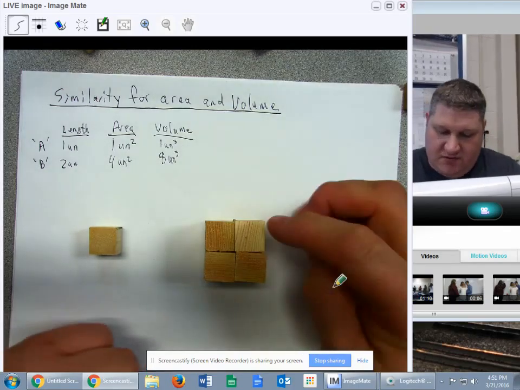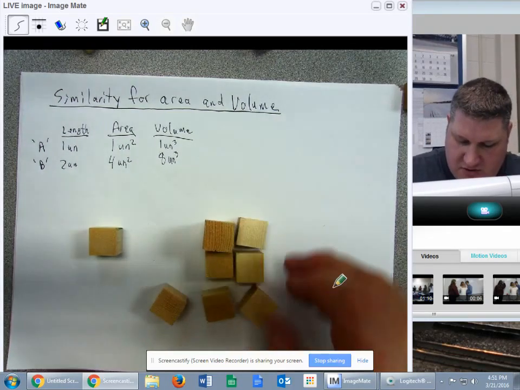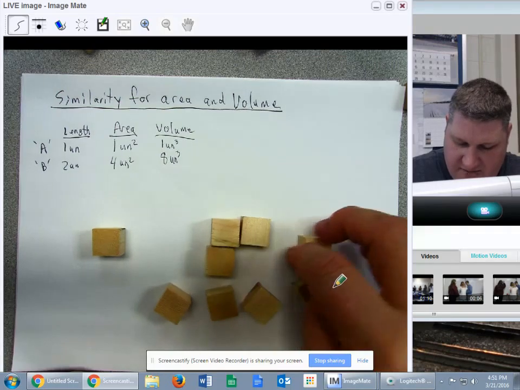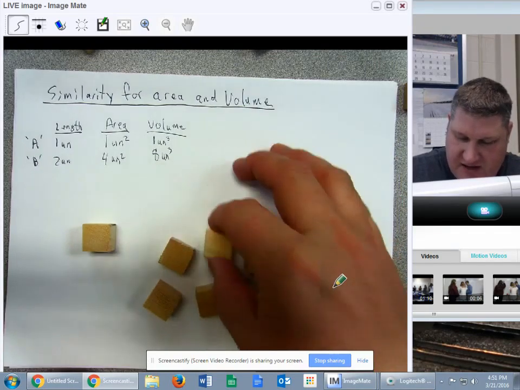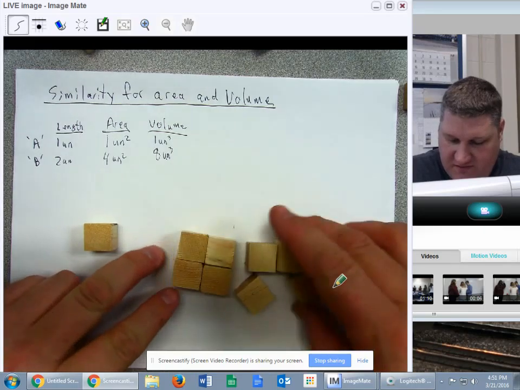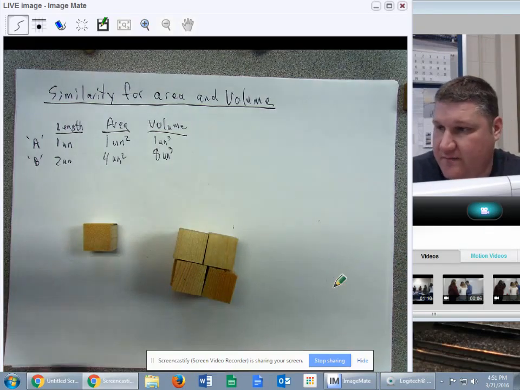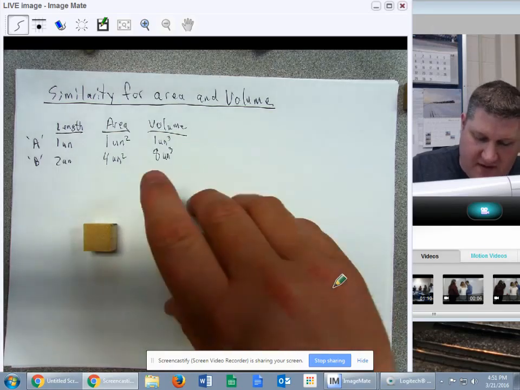Now, just in case you don't believe me, let's take a look. We have 1, 2, 3, 4, 5, 6, 7, 8. 8 units that made up that cube. So if we reassemble, we have 8. There you go. And so hopefully that makes sense.